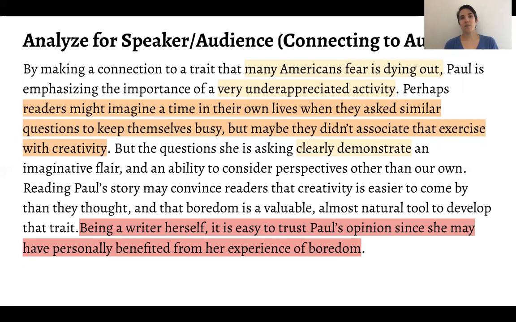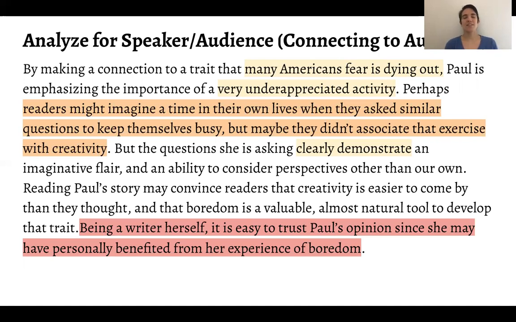So that's where I'm really thinking, what's that connection? How is the audience gonna kind of relate to this experience? But then I move on. I say the questions she's asking clearly demonstrate an imaginative flair and an ability to consider perspectives other than our own. Okay, so this is really logos. This is a logical appeal. The audience can like physically see what's going on.